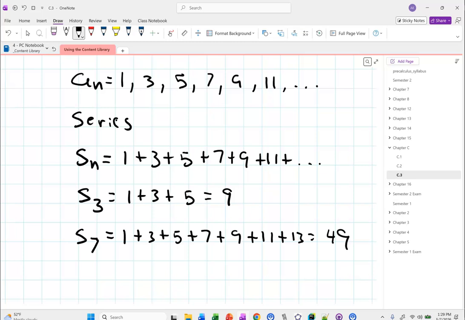Does everybody feel okay with the notation here? These guys are called partial sums because we've added up part of the entire sequence. Because how long does that sequence go? Forever, right? We're just adding up part of it, so this is a partial sum. We added up the first 3 terms, or the first 7 terms, or the first n terms. Everybody feel okay? Okay.